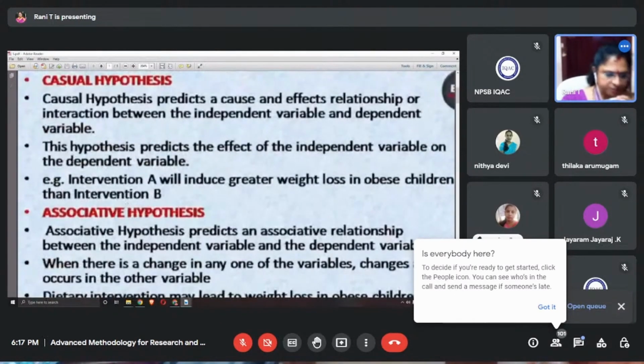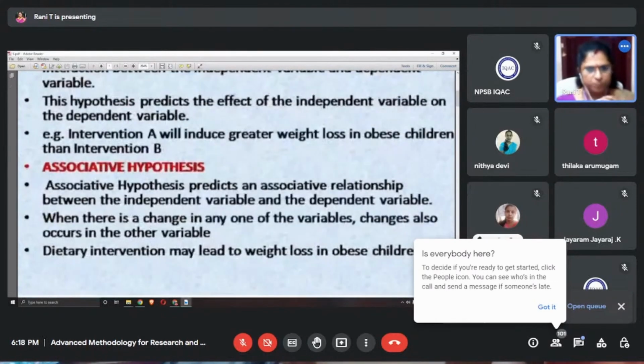The next one, causal as well as associative hypothesis. What is the meaning of causal? In a causal hypothesis also, we find the cause and effect relationship. For example, I took vitamin tablets so that my immunity level was raised. I took iron tablets, my hemoglobin count increased. So that is a causal hypothesis. What is associative? Here, any one change will have an equivalent change in the other variable also. So that is what we have here.